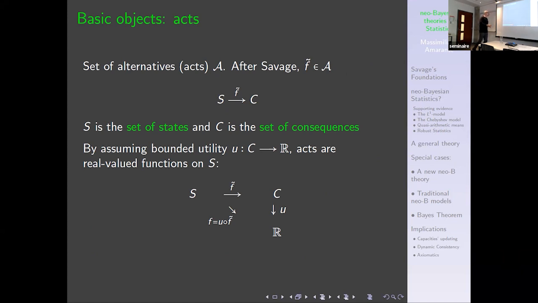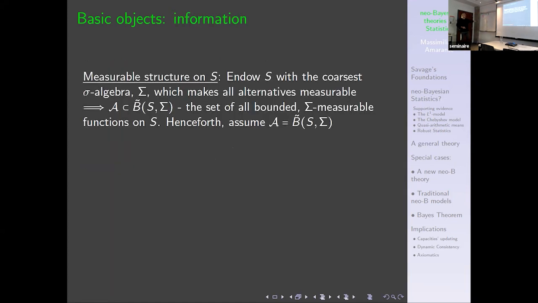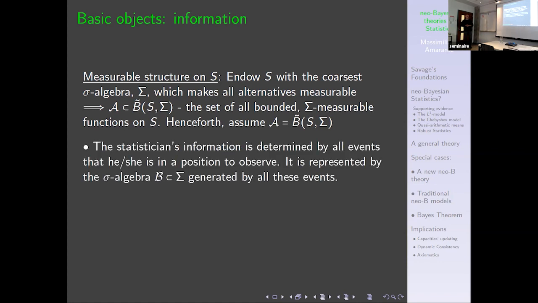It's the model as functions. Okay, we have already spoken about the measurable structure on S. So as a consequence, it's clear these functions will be a subset of all the bounded sigma measurable functions on S. And from here on, I will assume that the functions that one has to evaluate are all the bounded measurable functions on the sample space.